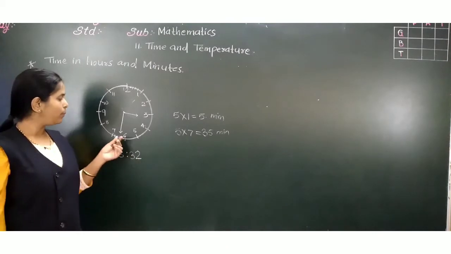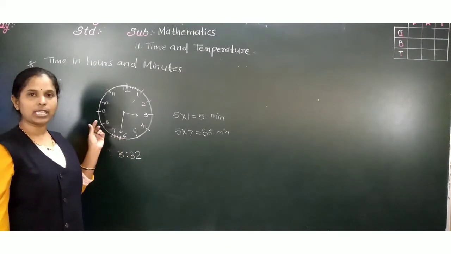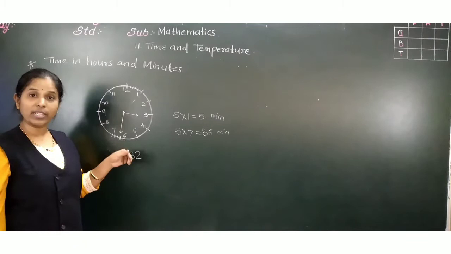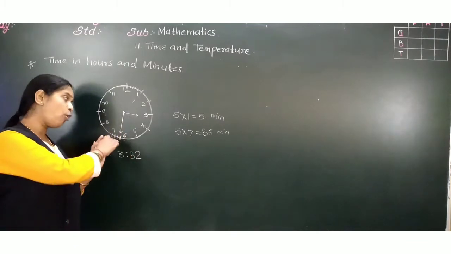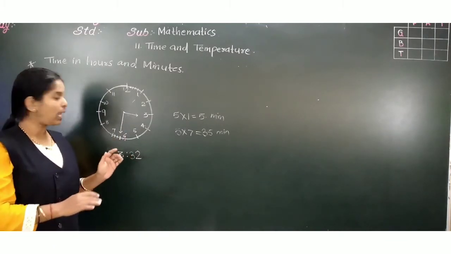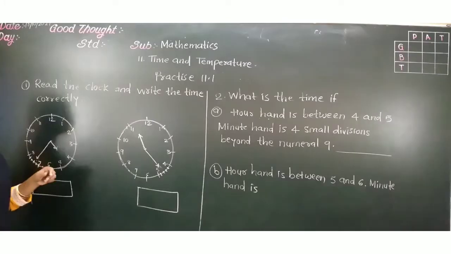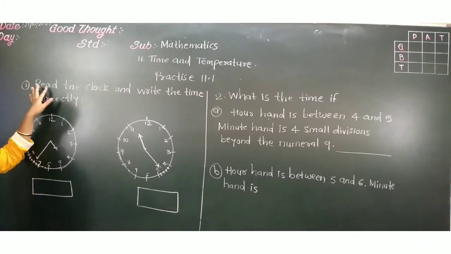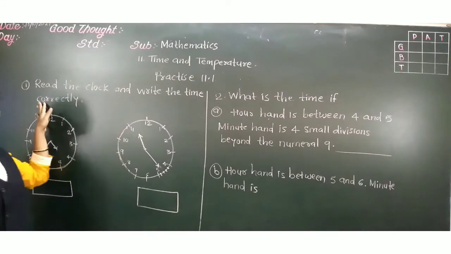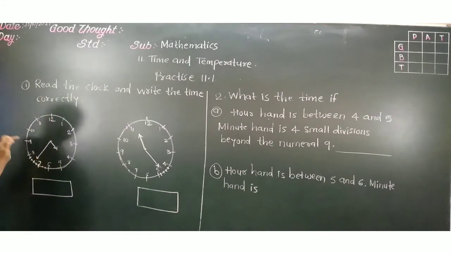Okay. Now suppose it is 4 divisions beyond 6. Then 6 5s are 30 plus that 4 divisions you have to add. That is 34 it will be. Followed? Students, question number 1. Read the clock and write the time correctly. Means we have to tell what is the time shown in the clock.